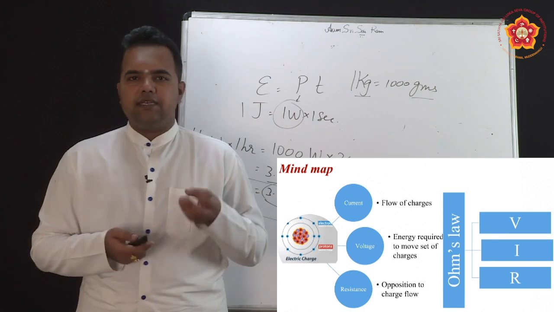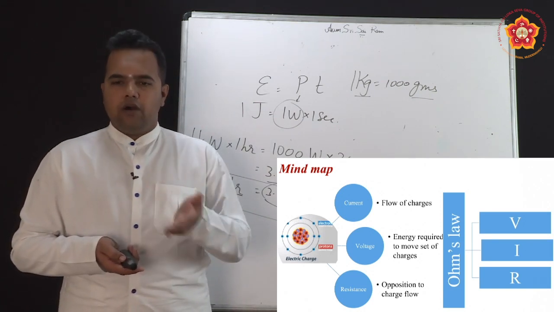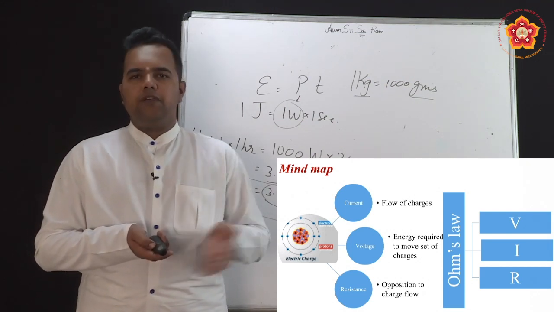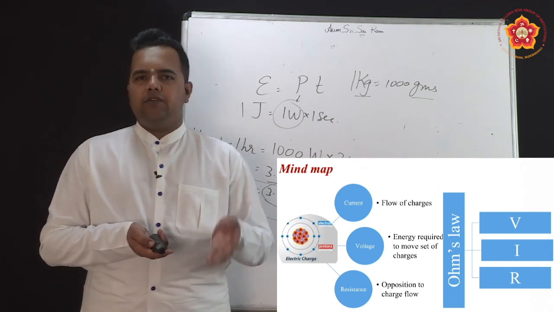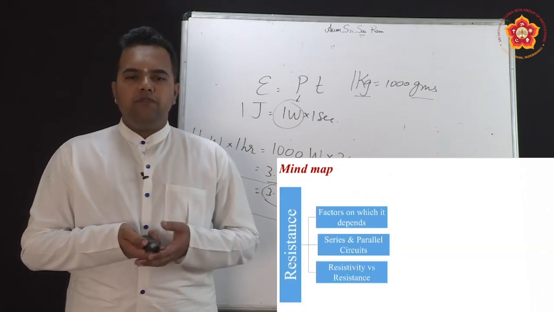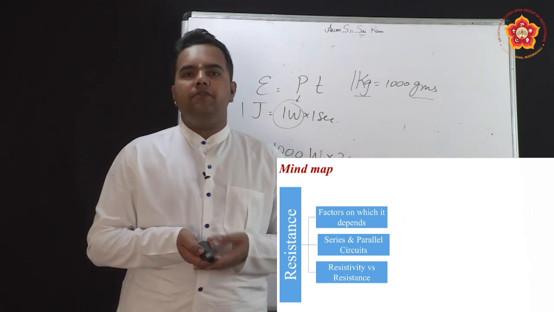After discussing what is V, what is I, what is R, we have combined all of them into one formula, that is Ohm's law. And in the process we have also taken their SI units and defined these parameters. Now when we spoke of resistance, we have seen the factors on which the resistance depends. There are four main factors.